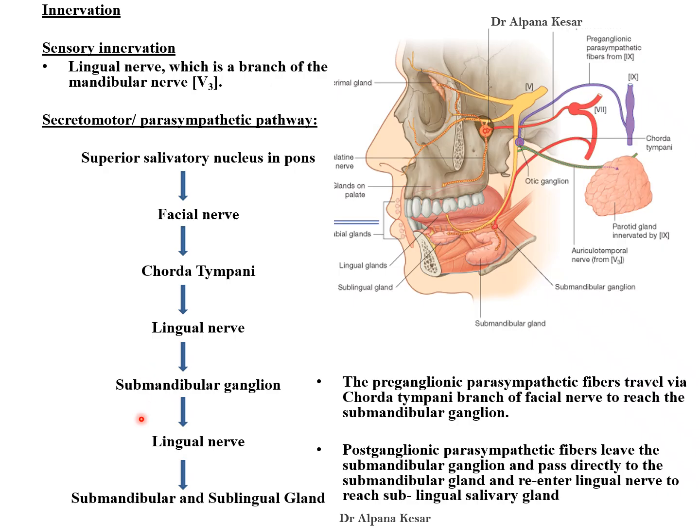The postganglionic fibers arising from the submandibular ganglion are secretomotor to the submandibular and sublingual salivary glands. For the submandibular salivary gland, the postganglionic fibers from the submandibular ganglion pass directly into the gland. But for the sublingual salivary gland, the postganglionic fibers arising in the submandibular ganglion pass into the lingual nerve, and travel along with the lingual nerve to reach the sublingual salivary gland.